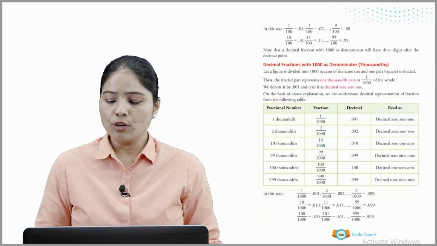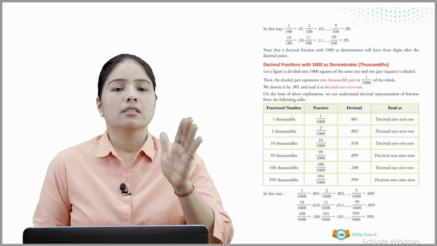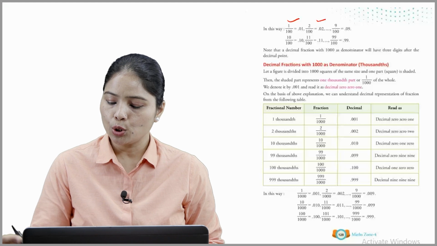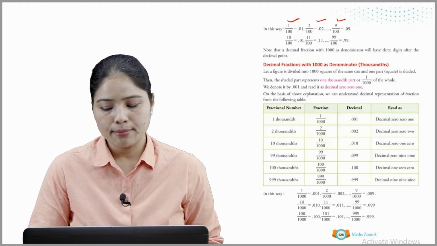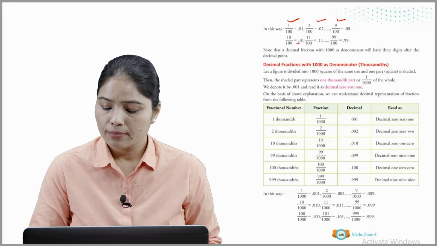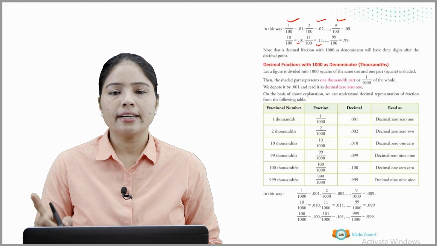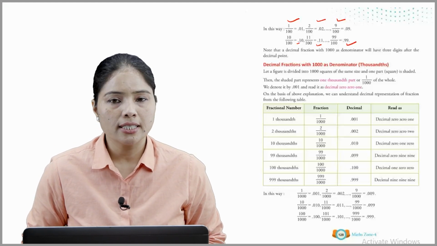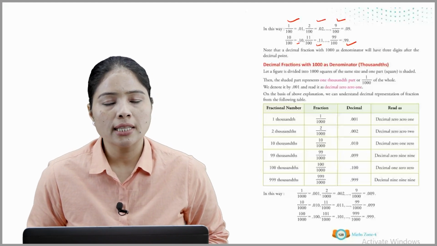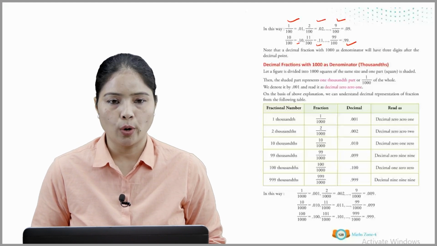Now move on next. In this way 1/100 means decimal 01, 2/100 मतलब decimal 02, 9/100 मतलब decimal 09, 10 by 100 मतलब decimal 1 by 10, 11/100 मतलब decimal 11, 99/100 मतलब होता है decimal 99. Note that a decimal fraction with 1000 as denominator will have 3 digits after the decimal point.